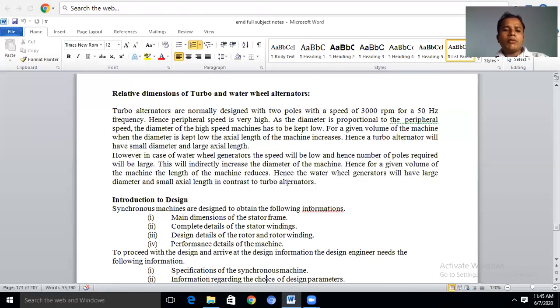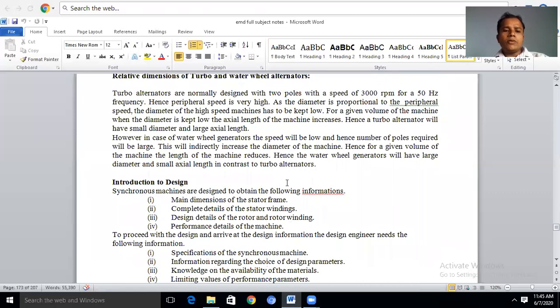Then coming to the introduction to design. Synchronous machines are designed to obtain the following information. In order to design the machine, we need to consider the main dimensions of the stator frame, the complete detail of the stator winding, the design detail of rotor and rotor winding, and the performance details of the machine. These four are to be considered.